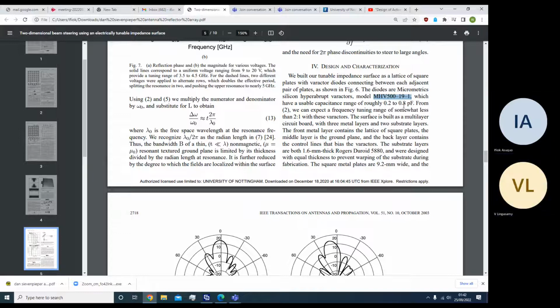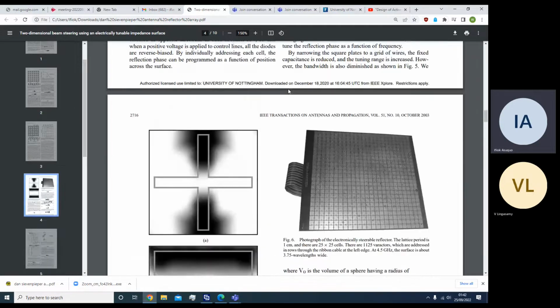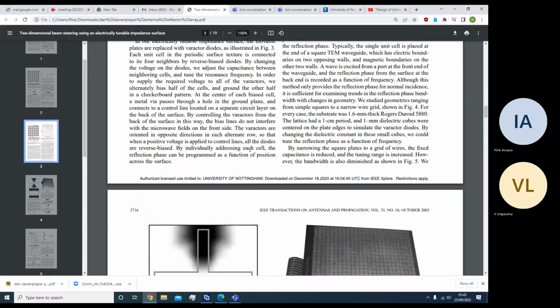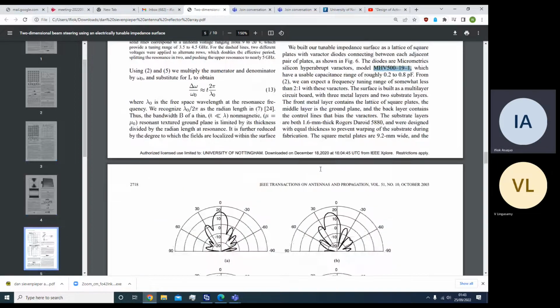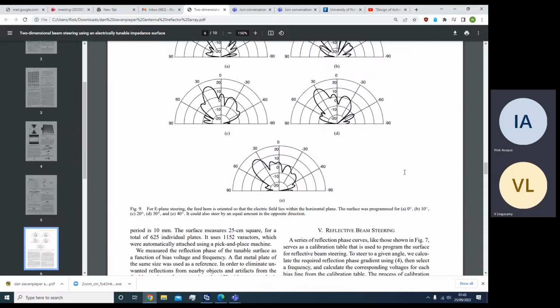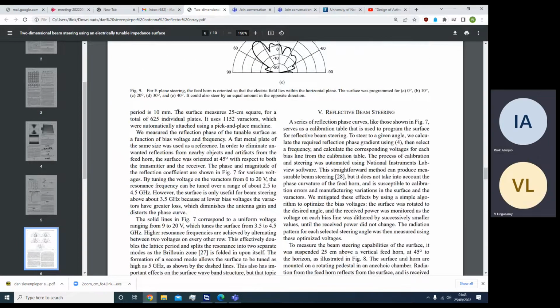So what I'm saying, in my understanding of a metasurface like a reflectarray, this circuit is biased. This one is biased, this one is biased, right? They said the voltage has a usable capacitance within 0.2 to 0.8, right? That is the varactor diode model number.